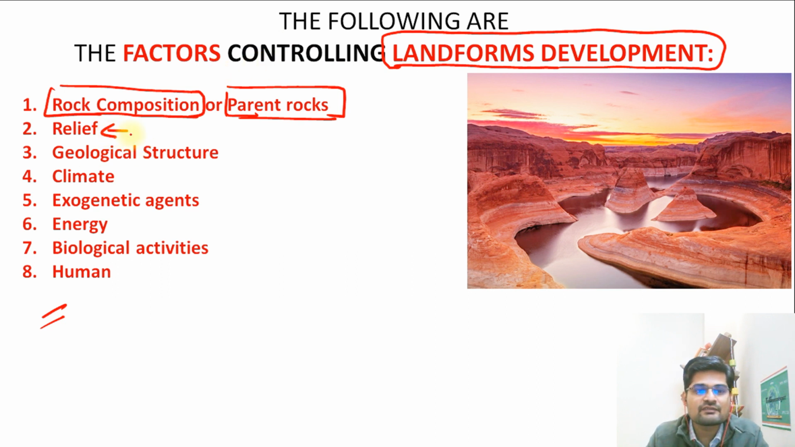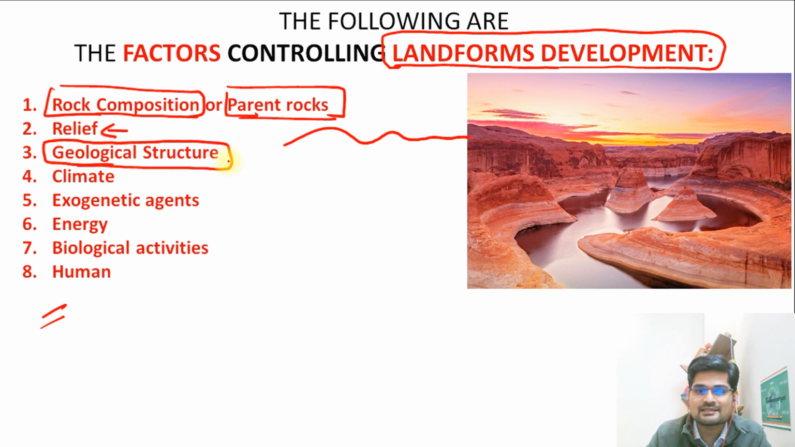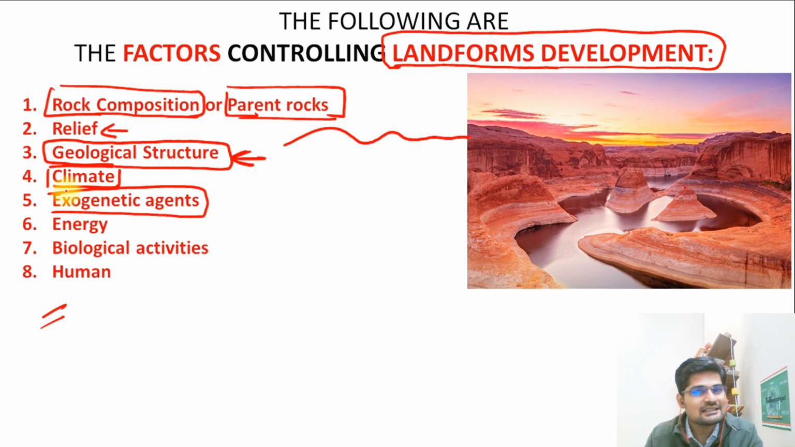So that is the parent rock material, its composition, right? Then what we have is relief. We also say topography. How much is the height, how much is the altitude, how much is the variation on the surface. Then what we have is geological structure. Now whenever we say geological structure, it's about the internal forces that dominate. Geology is about the internal part of the earth, right? So we talk about what? The process of folding, faulting, plate tectonics, movement of plates, and energy coming from within the surface, right? So that is important. Then what we have is climate, which is external completely to the surface of the earth. Then we have exogenetic agents like wind, water, ice, right?